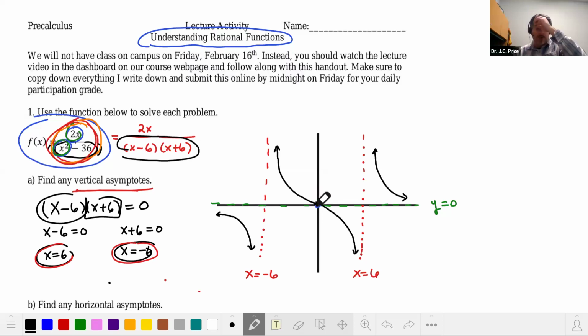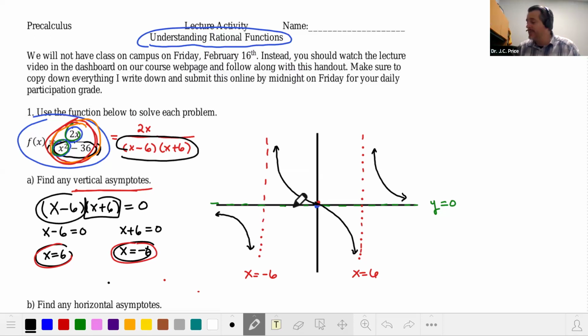Sometimes you guys don't think you can cross it. And I'm like, yeah, you can. It gets closer in the end, but it can actually cross a horizontal asymptote. All right, let's look at the next one, because the next one is the tricky one.